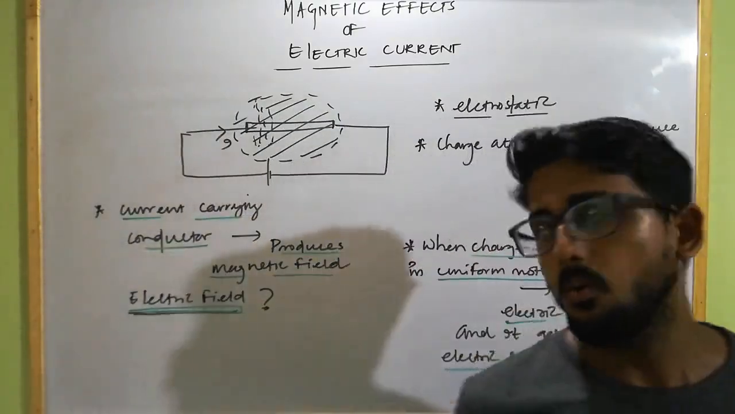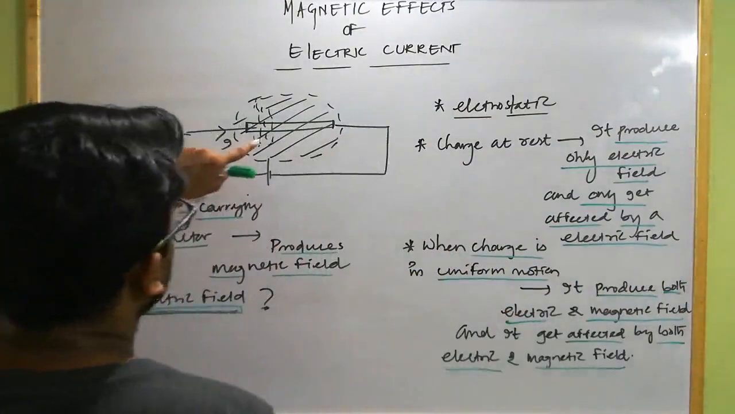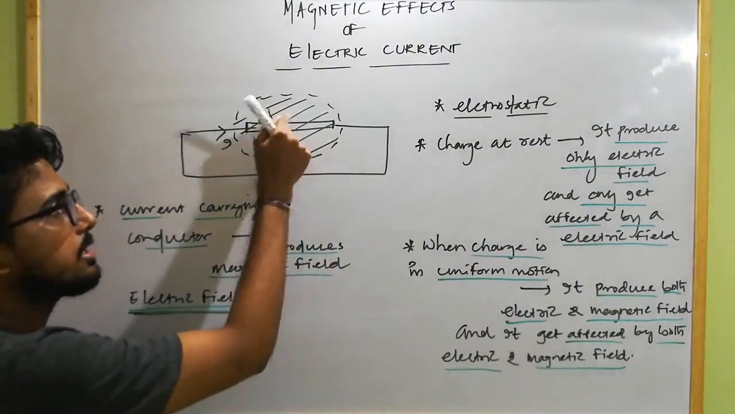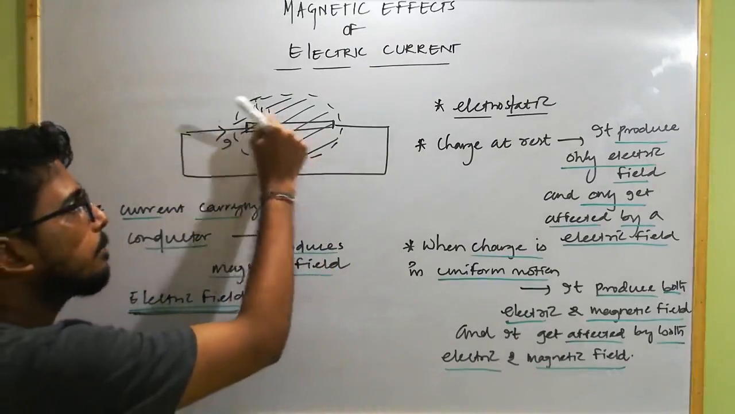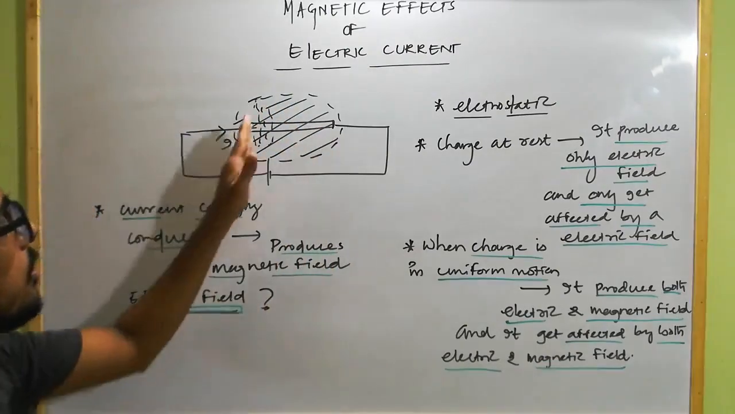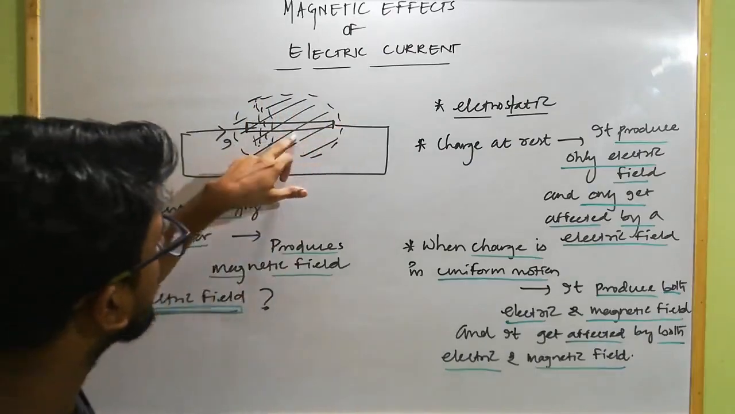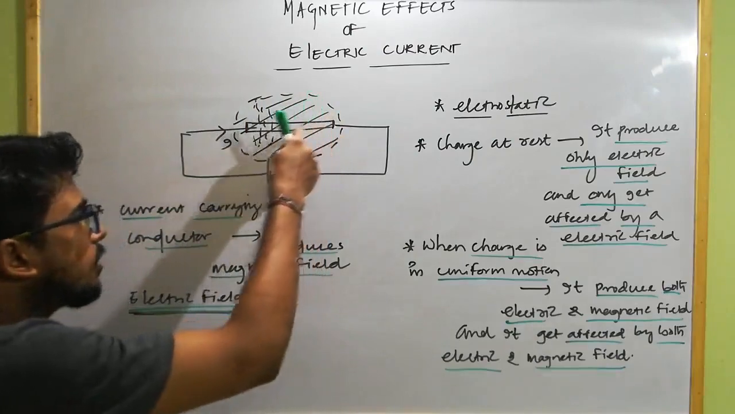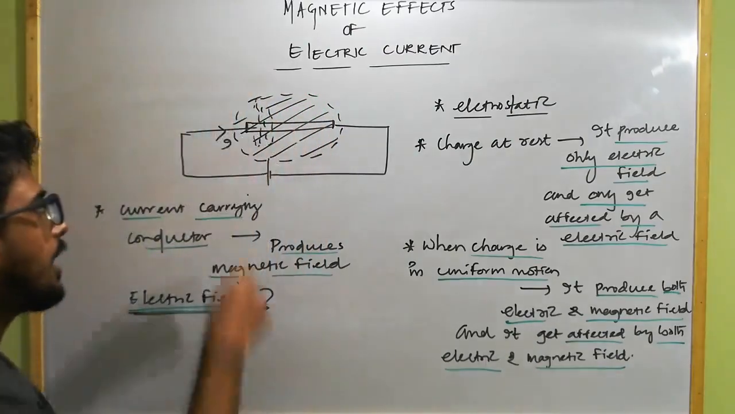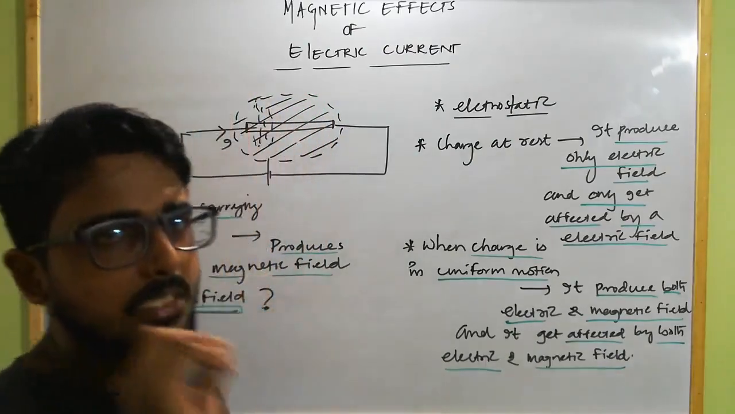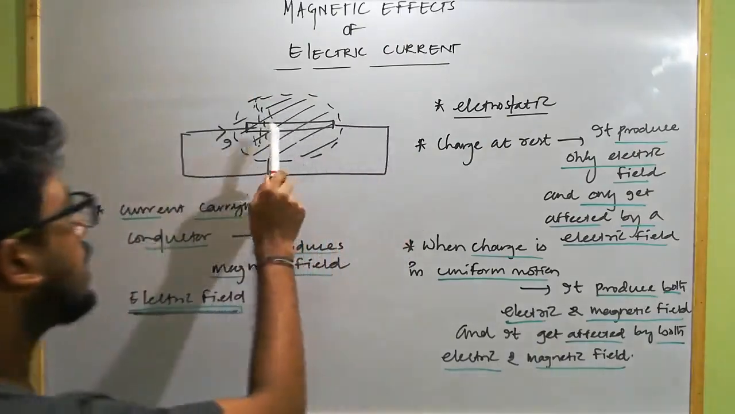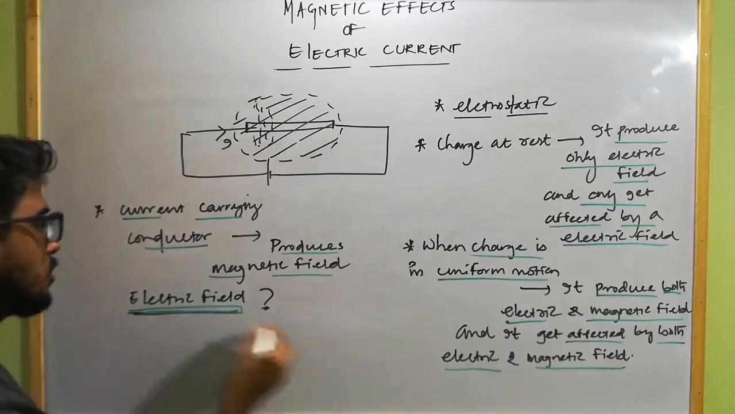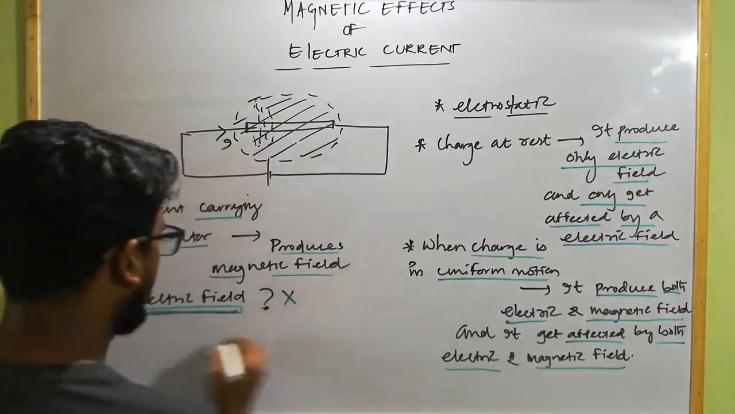The answer is no, because the current carrying conductor is neutral by nature. It is not a charged conductor. The current flowing through it means the electrons or charges are moving through it, but the conductor is neutral by its nature. The net charge of this current carrying conductor is zero. So as it is not a charged substance, it is not able to produce any electric field surrounding it.